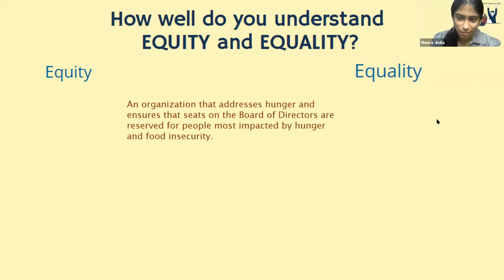Maria, do you want to start us off? Yes, sure. So we're going to be reading out different scenarios, and we'd like you to write in the chat box whether you think it fits in better with equity or equality. Okay, so let's look at the first one. An organization that addresses hunger and ensures that seats on the board of directors are reserved for people most impacted by hunger and food insecurity. So now have a think and write down in the chat box whether you think that's equity or equality.